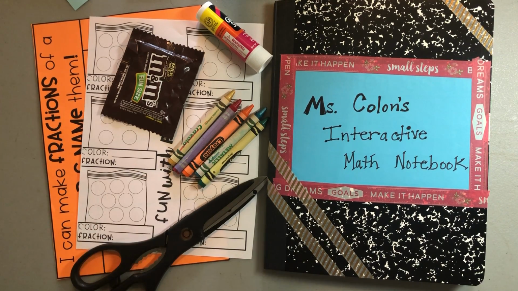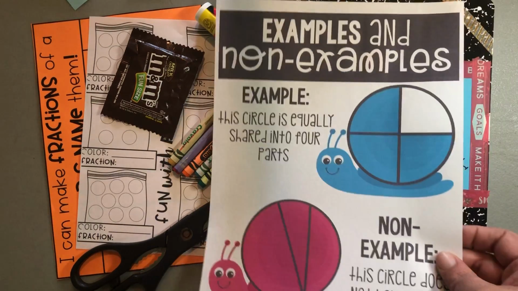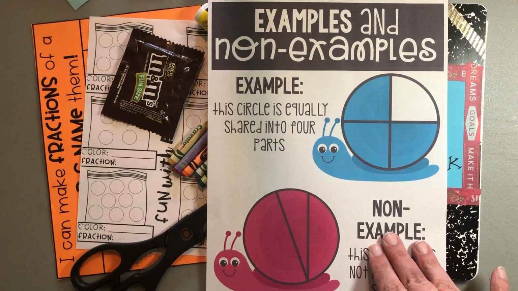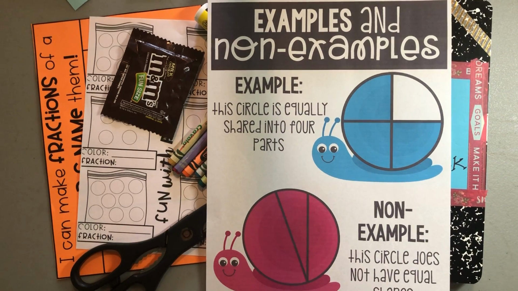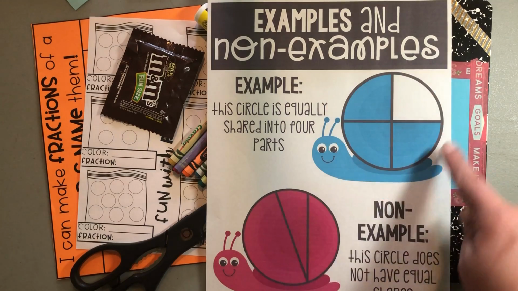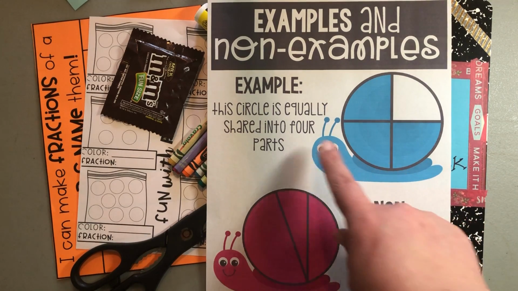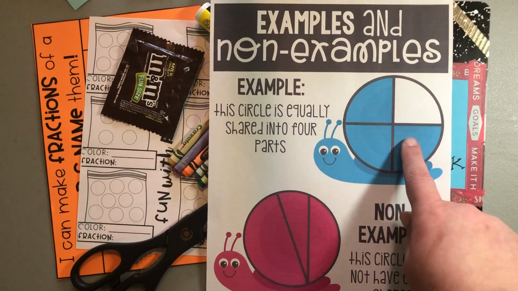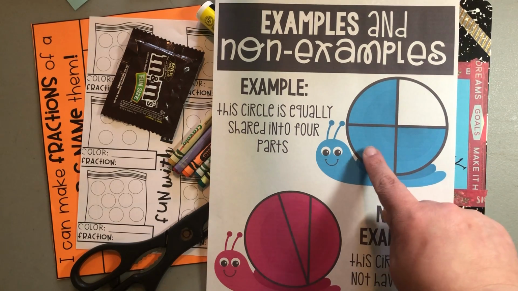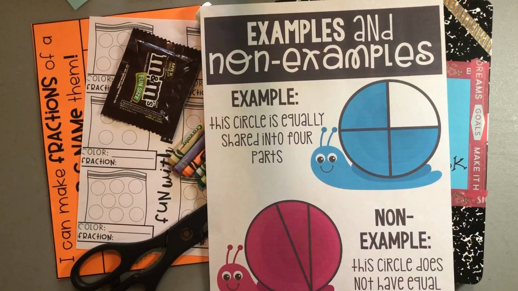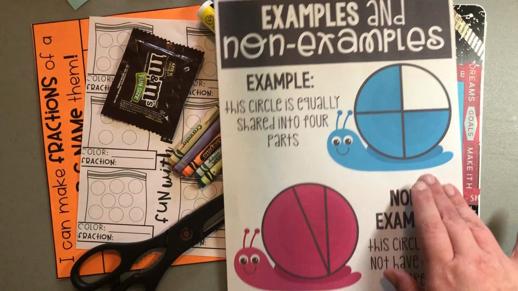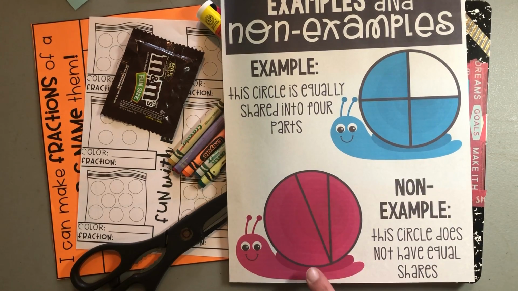Okay, before we actually get started, I want to talk a little bit about what we've learned about fractions already. A lot of times when we've been talking about fractions, we have been talking about unit fractions or a part of a whole. So if you notice in the example, the circle is equally shared into 4 parts. So my fraction is broken up into 4 equal parts. It's not a fraction if the circle does not have equal shares or equal parts. So these pieces are not equal, so I don't have equal fractions here.